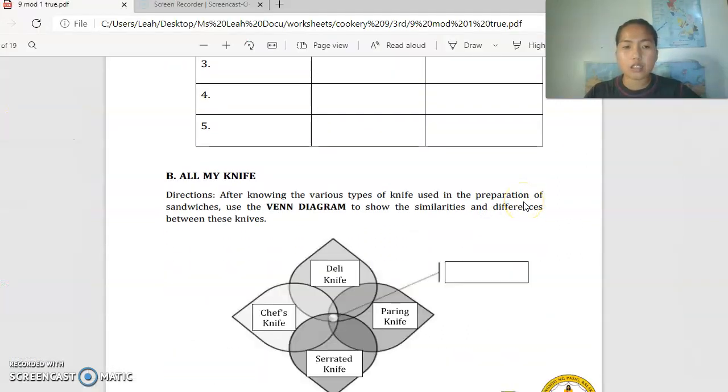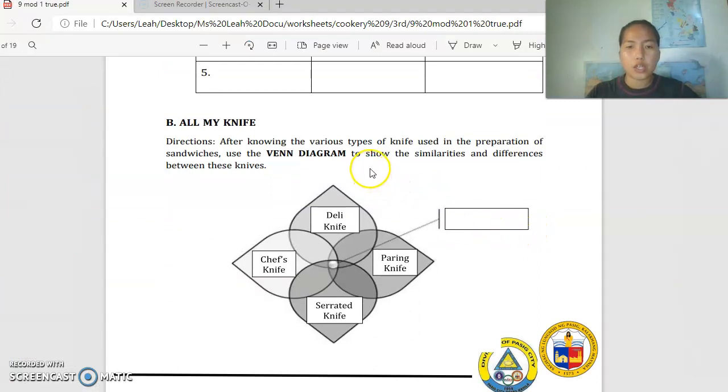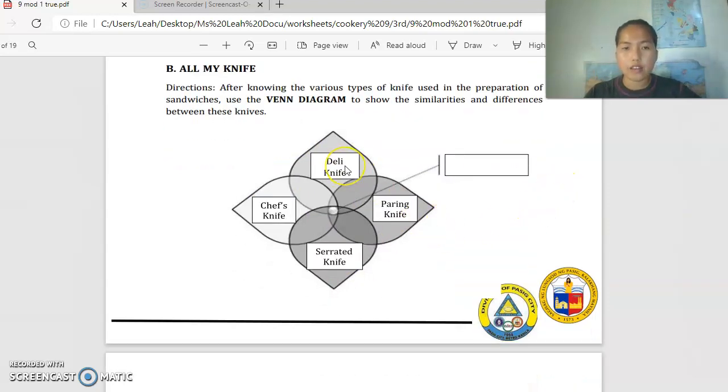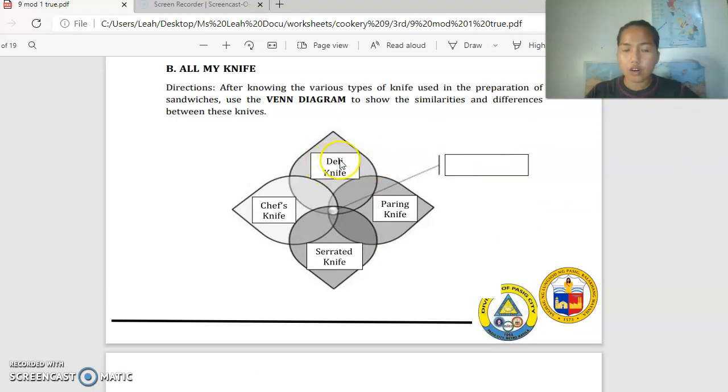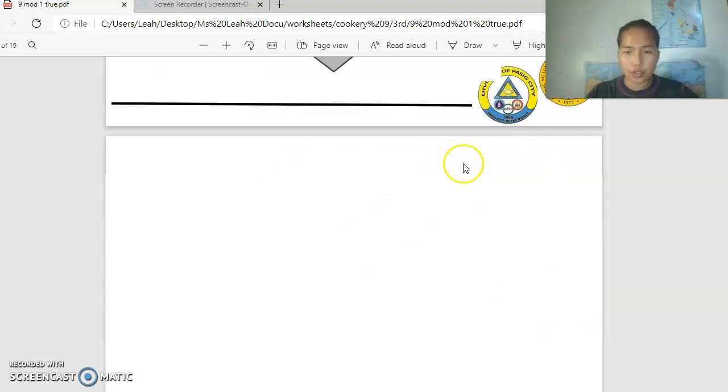Next is the Venn diagram. So we are going to show the similarities and differences between these knives. So we have here the deli knife, chef knife, paring knife, and serrated knife. So in your activity sheet, you're going to define here or what's deli knife in this portion, what is paring knife, what is serrated knife, chef knife. So in this rectangular portion, you are going to write the similarities of the four. So what's the similarities of the four? So ayun siya ibutang sa ani nga portion.